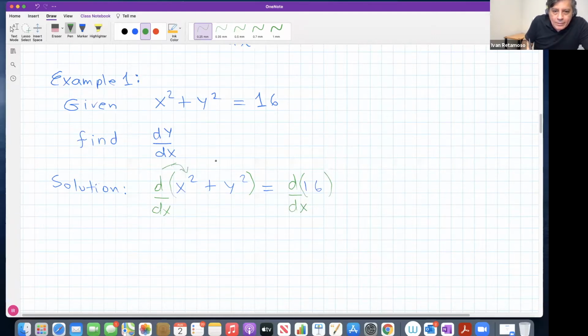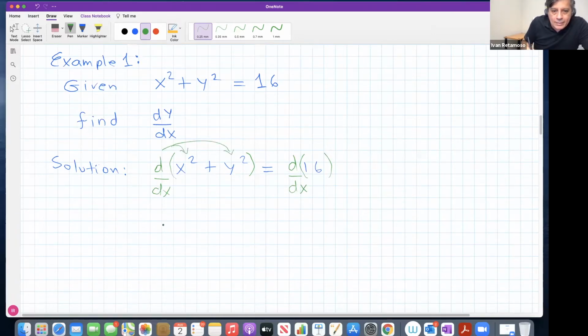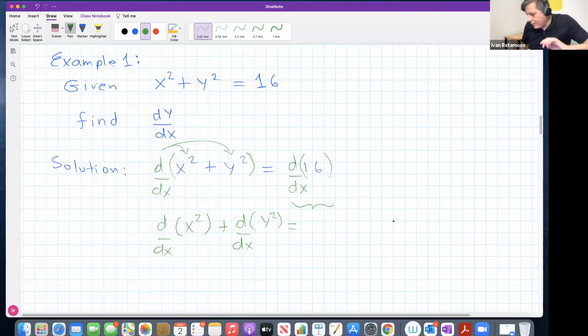So let's do that. Let's distribute our derivatives over, right? This will be the derivative with respect to x of x squared plus the derivative with respect to x of y squared, right? And who can tell me what is this derivative? The derivative of the constant function 16 with respect to x. Anybody? 0. Very good, Adriana. Very good. Yeah, 0, right? The derivative of a constant function is 0.